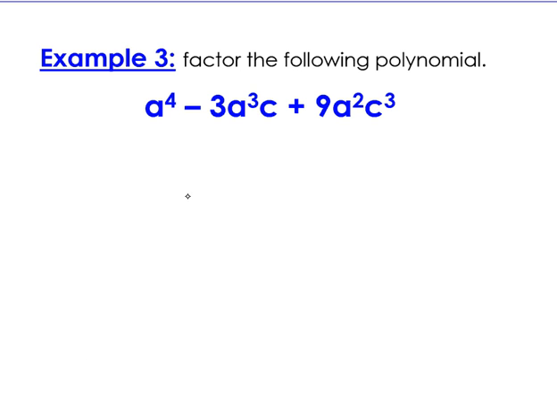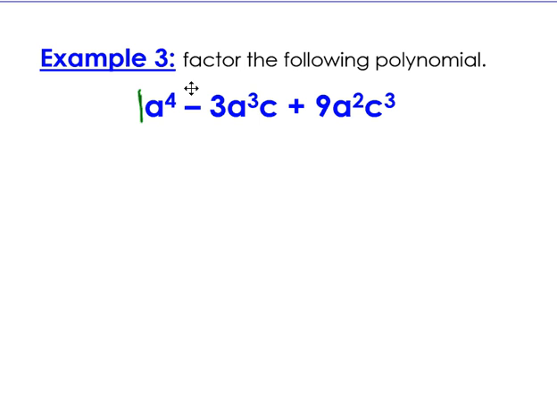Okay, let's try another one. This is a 1a to the 4th, right? So we're looking for a number that I can divide by 1, 3, and 9. And the only number that works is 1. So I could say that I'm taking a 1 out of everything, but that's not actually going to change it. So I'm not going to take a number out.